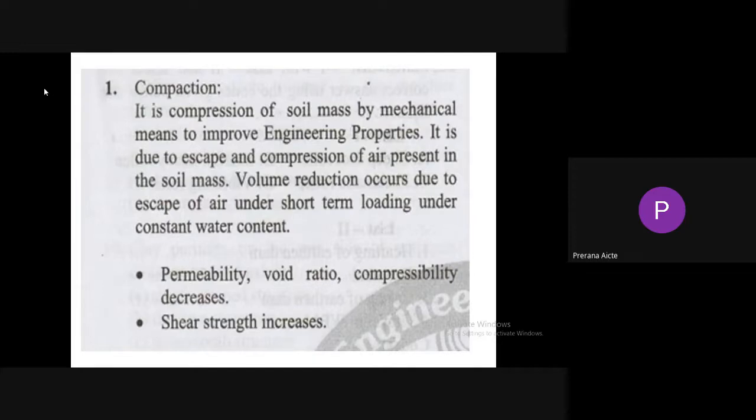So due to compaction, permeability, void ratio, and compressibility decrease. Because of compaction, the density of soil mass increases. Then due to increase in density, void ratio reduces. Due to reduction in void ratio, permeability also reduces. Due to increase in density, the settlement of soil mass also decreases. The shear strength of the soil mass also increases.